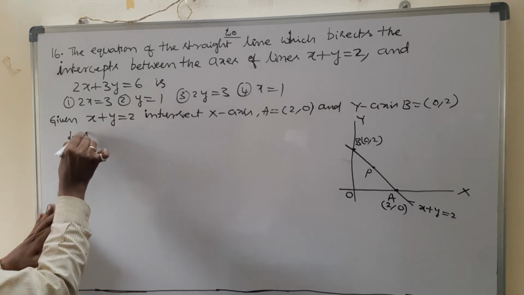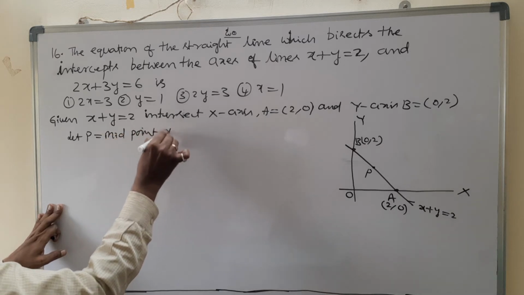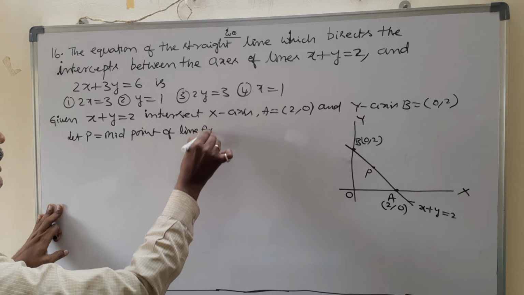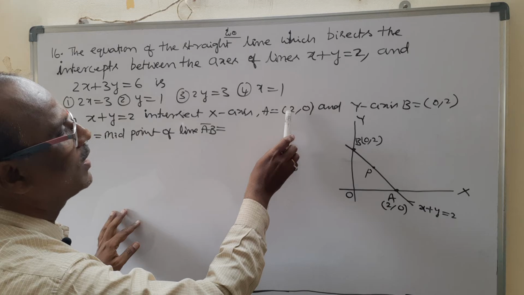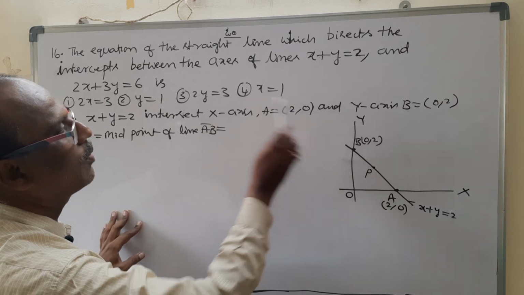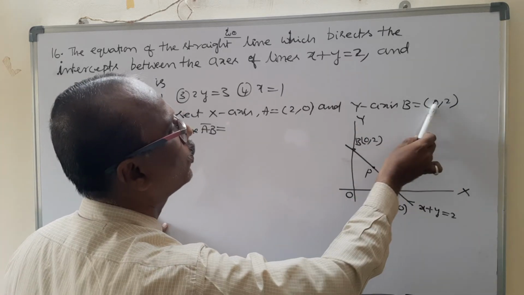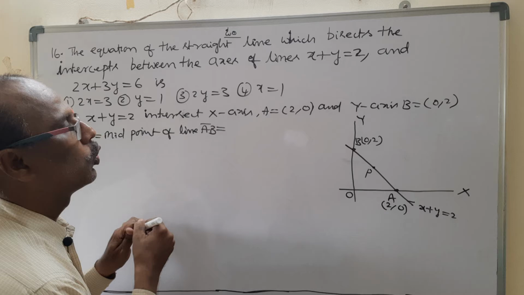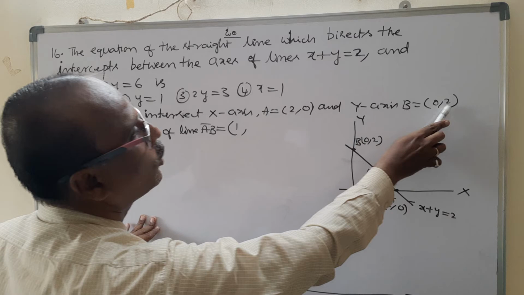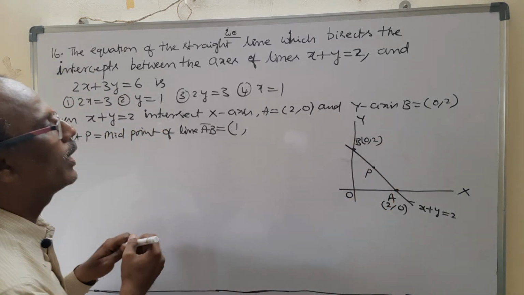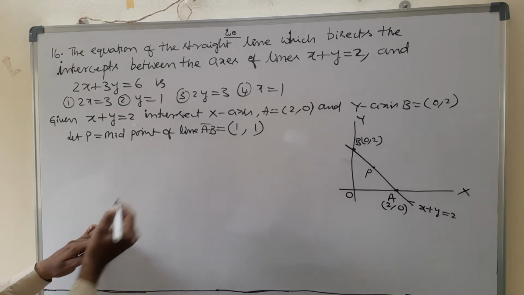Let P equal to the midpoint of line AB. Here A has coordinates (x1, y1) which is (2, 0) and B has coordinates (x2, y2). x1 plus x2 by 2: 2 plus 0 by 2, 2 by 2, 1. Next y1 plus y2 by 2: 0 plus 2 by 2, 2 by 2, 1. P equal to the midpoint of AB, the coordinates (1, 1).